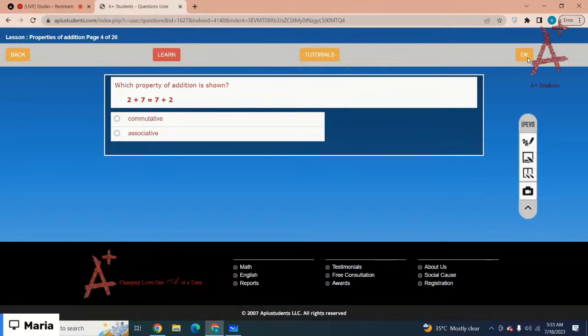Okay, which property of addition is shown? Which is the correct option? Commutative or associative? You have just two numbers involved, and the order of addends doesn't matter in case of addition, so that would be the commutative property.